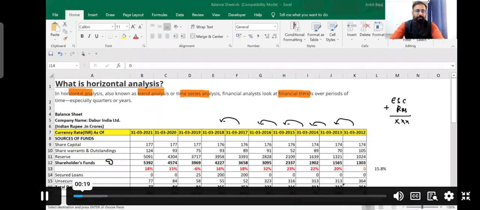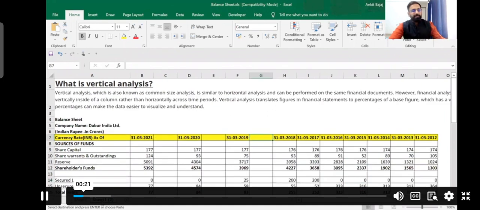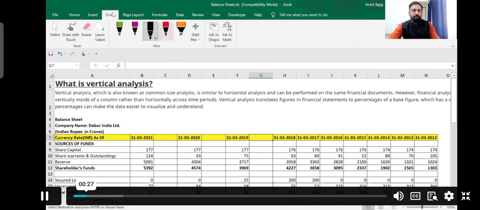Hello learners. In the previous lecture, we discussed horizontal analysis and what horizontal analysis actually is. Now I will be discussing vertical analysis of the balance sheet. We will see what vertical analysis is, and you will get more idea from a practical example. First of all, we will see the definition of vertical analysis.